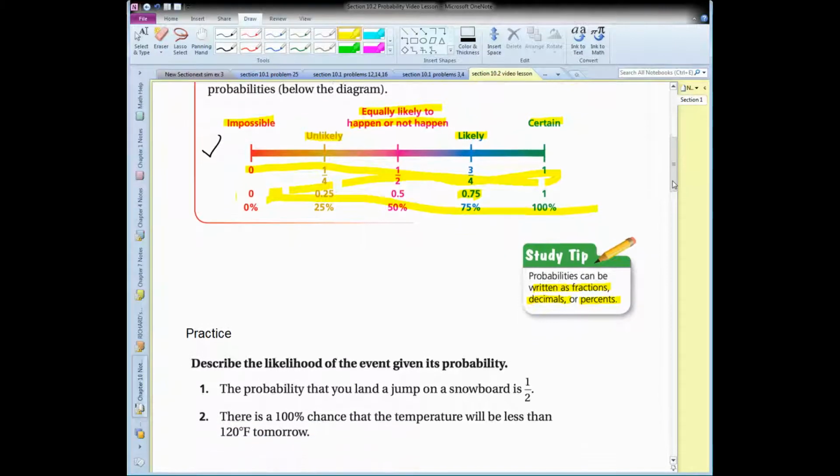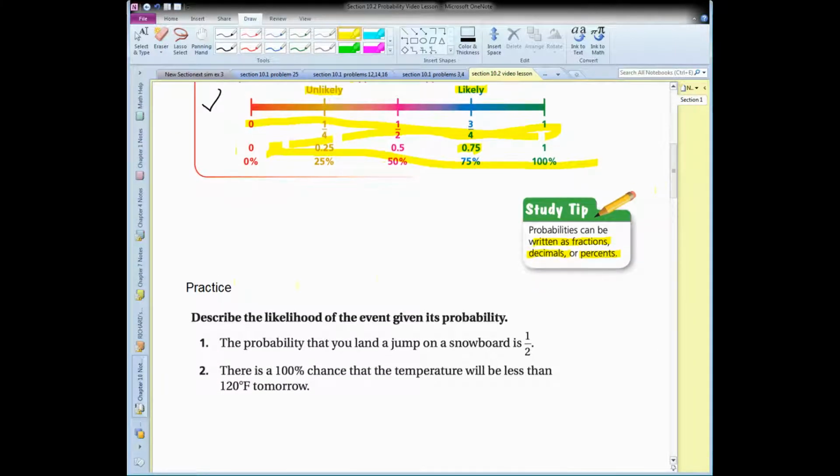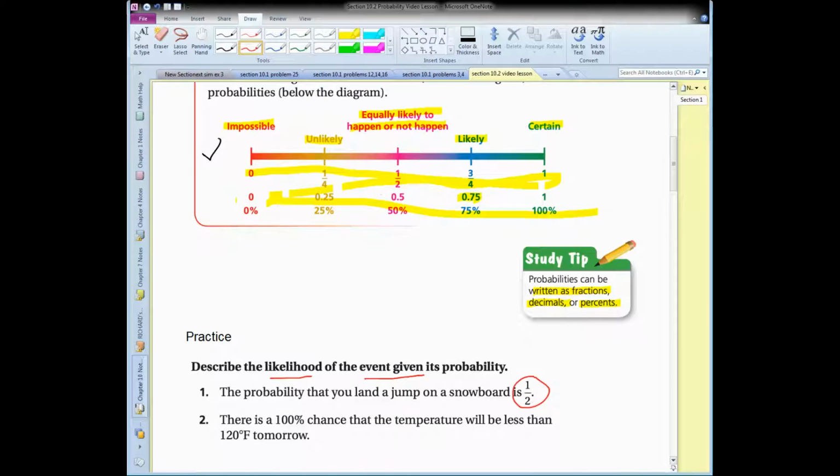So let's look at a couple problems. The directions say describe the likelihood of the event given its probability. So the probability that you land a jump on a snowboard is 1/2. So what do I do with that 1/2? I look for that up here on this table. Okay. So the answer to the first one, the likelihood, would be equally likely to happen or not to happen. That's the likelihood that you land a jump on a snowboard. So this is the answer to problem 1.